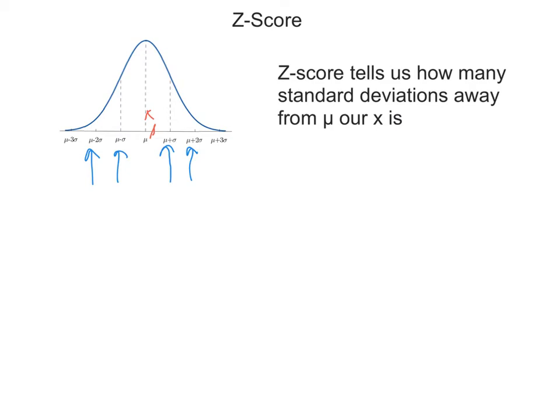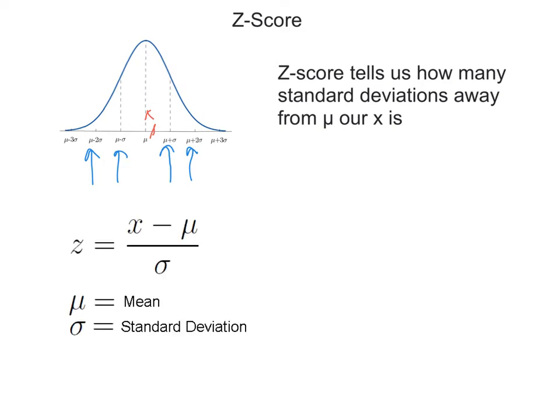And we have a very simple formula for our z-score. Z is equal to x minus mu over sigma, where mu is our mean and sigma is our standard deviation. This is a simple formula to use. You just have to memorize it because all you're doing is plugging in x, mu, and sigma, which will all be given to you in the problem.